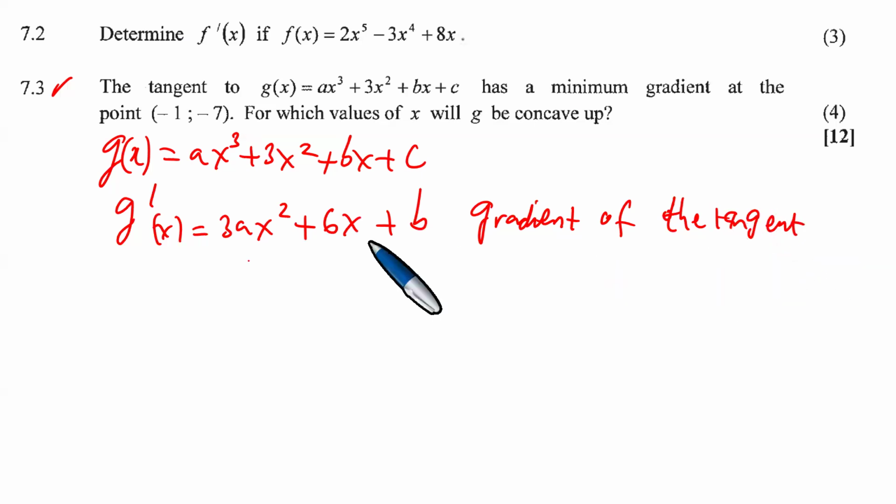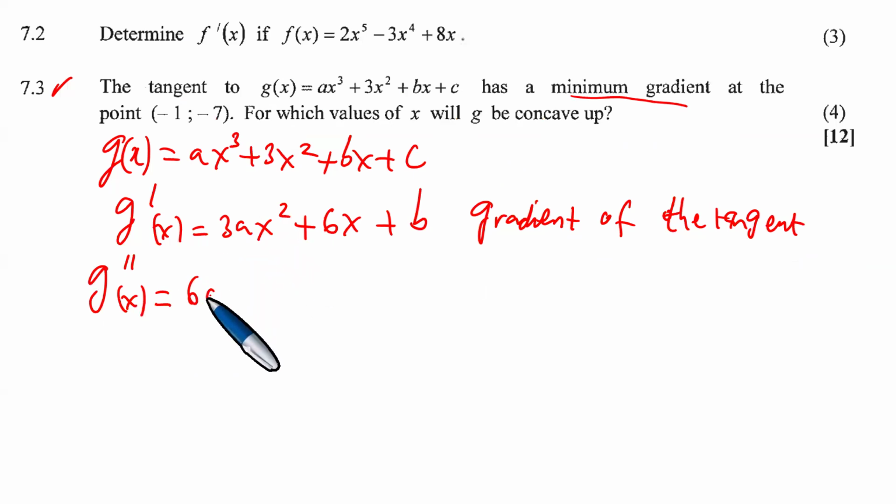Okay, if this is the gradient of the tangent, then you need to say the tangent to this has a minimum gradient. So to find a minimum gradient of the tangent, you find the double derivative. So g double primed, okay? 2 times 3a is 6a, x to the power 2 subtract 1, you get a 1. The x has no power, put a 1 there. 6 times 1 is 6x. Subtract a 1 from the x.